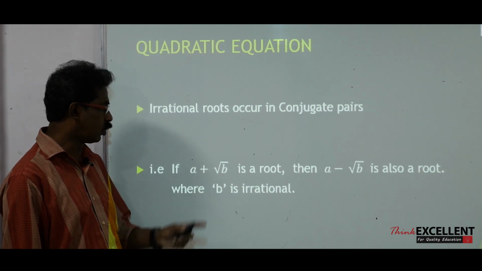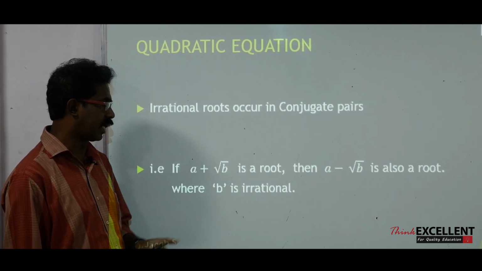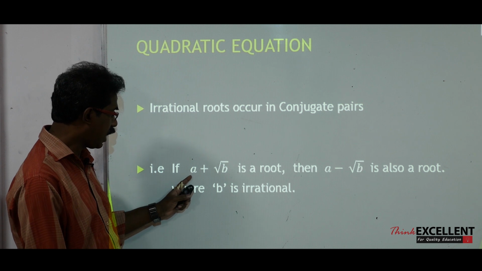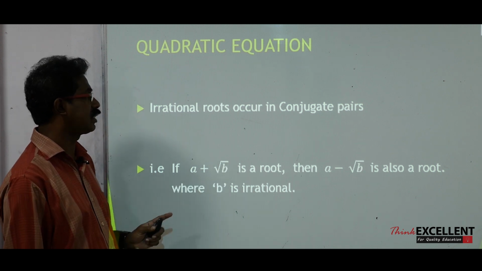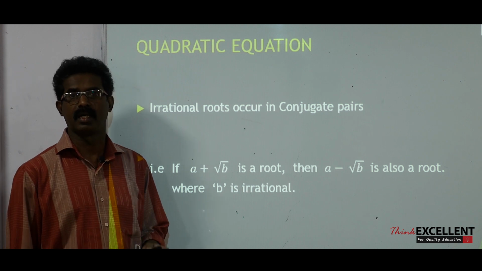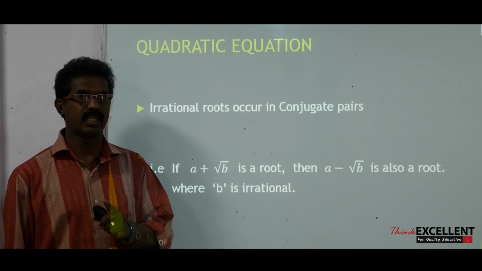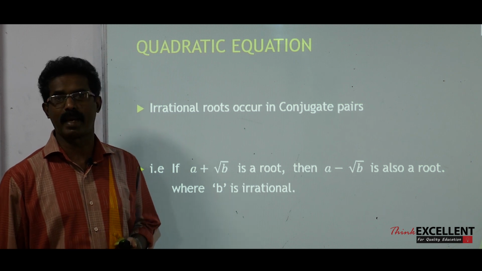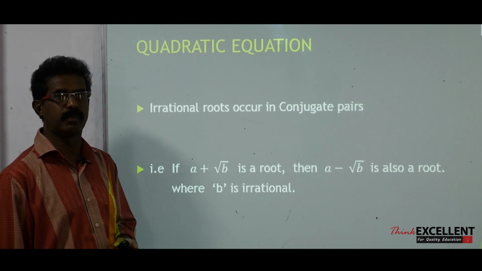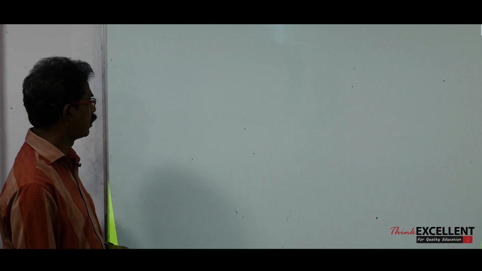If a plus root b is a root, b is an irrational number, then a minus root b is also a root. So remember, irrational roots occur in conjugate pair. Root 5 is a root means definitely minus root 5 is also a root. 7 is a root, you cannot say minus 7 is a root. Only irrational numbers occur in conjugate pair.